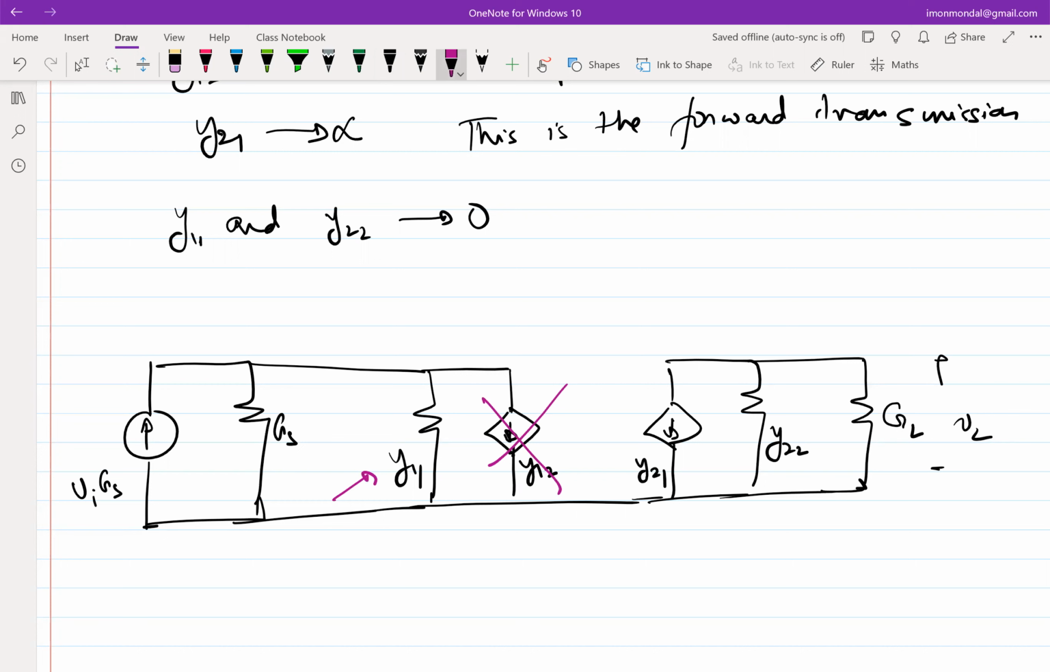Now, why do you think we want y11 to be 0 other than looking into the denominator? Well, let's do y22 to be 0 first. Why do you want y22 to be 0? Other than the fact that it comes in the denominator, can you make an intuitive sense of why I want y22 to be 0?